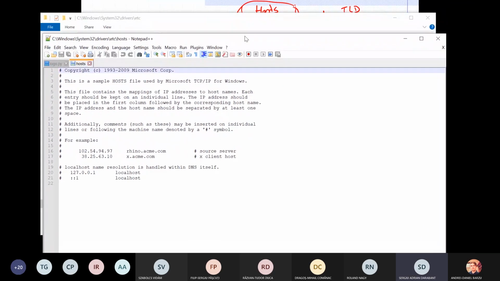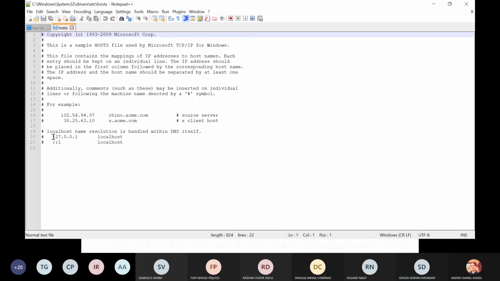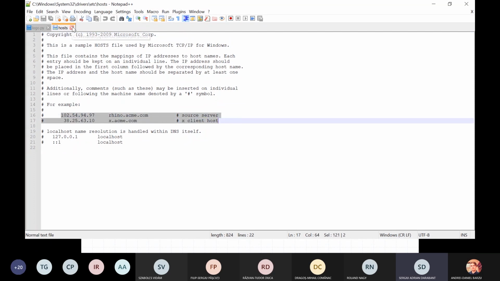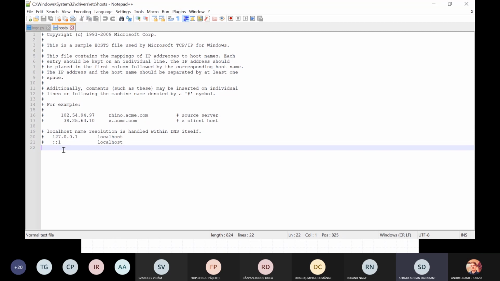And you have some sort of IP addresses to machine name correspondence. These are all commented here. I don't have anything in mind. But if you do put something here, then this will be taken with higher priority than the DNS system. So whatever you store here, it's like you override the DNS system.